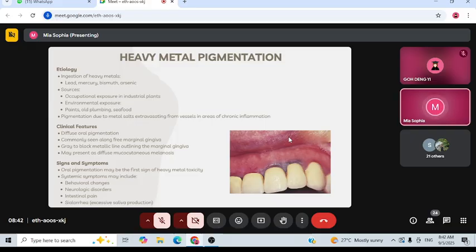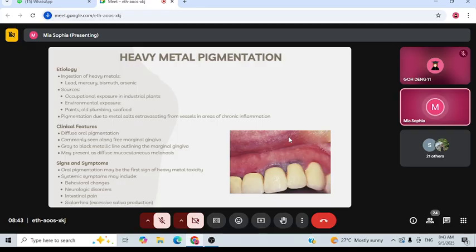Clinically, the most recognizable sign is a diffuse pigmentation of the oral mucosa. One classic feature is a grey to black metallic line along the free marginal gingiva, often called lead line when associated with lead poisoning. In some cases, you might also observe generalized mucocutaneous melanosis that gives a more widespread discoloration across oral or even facial tissues.